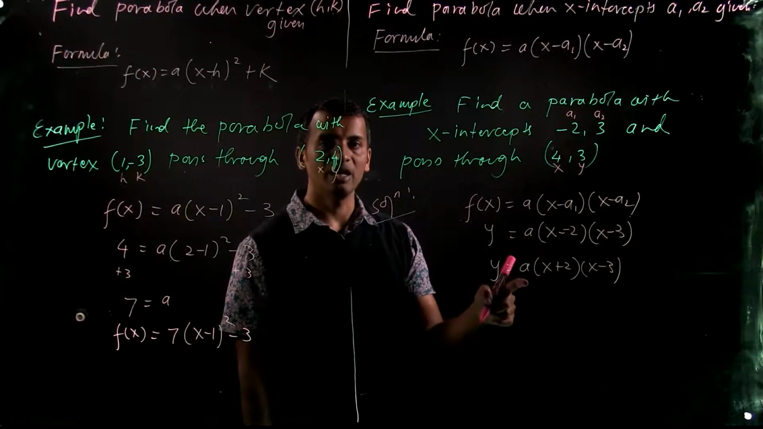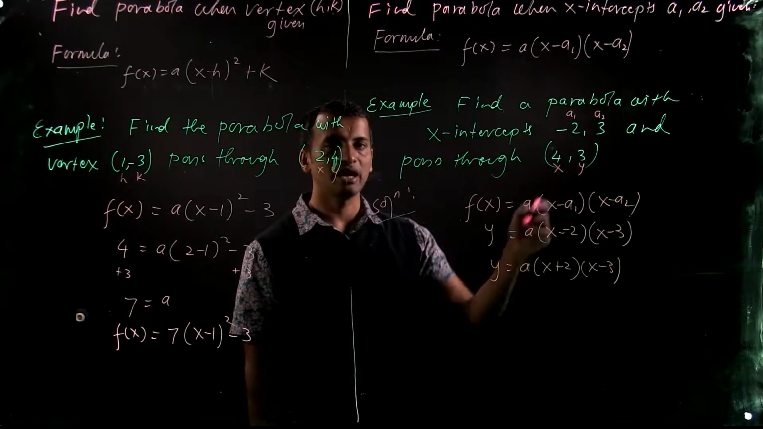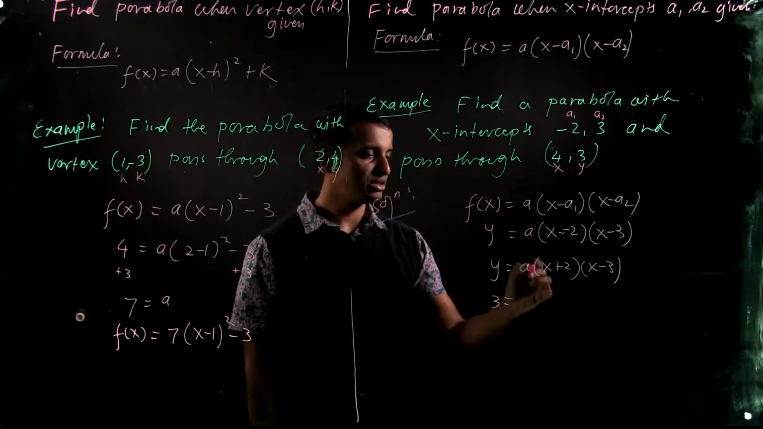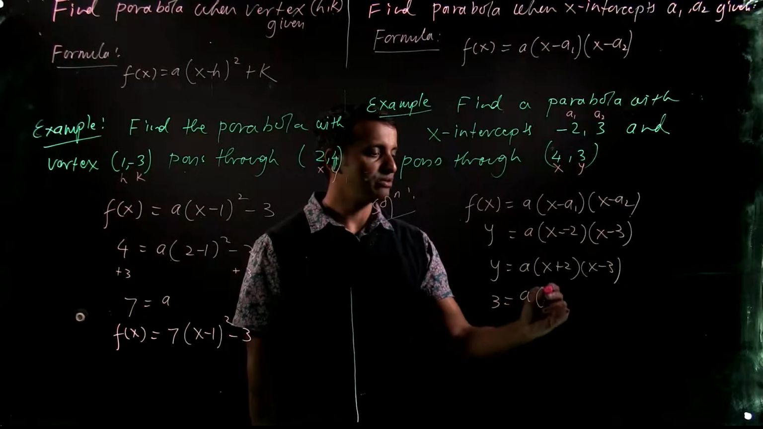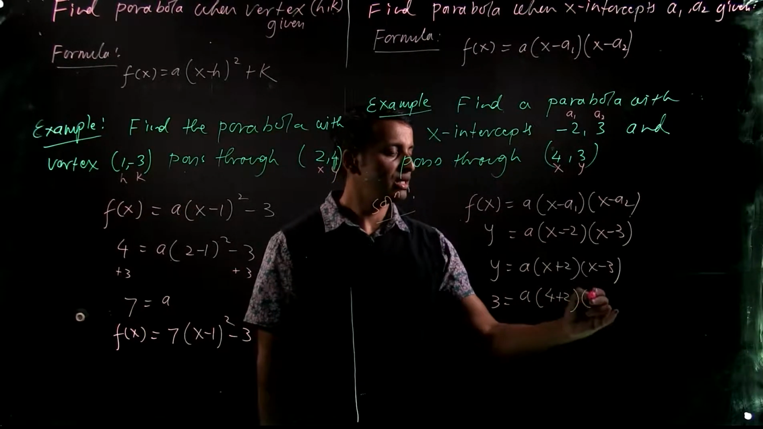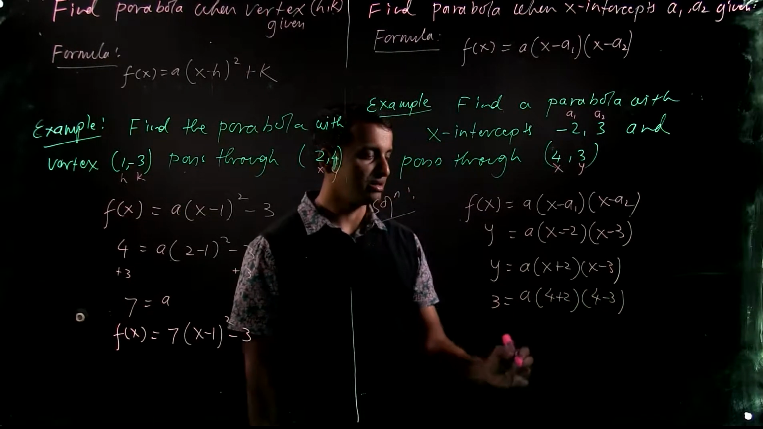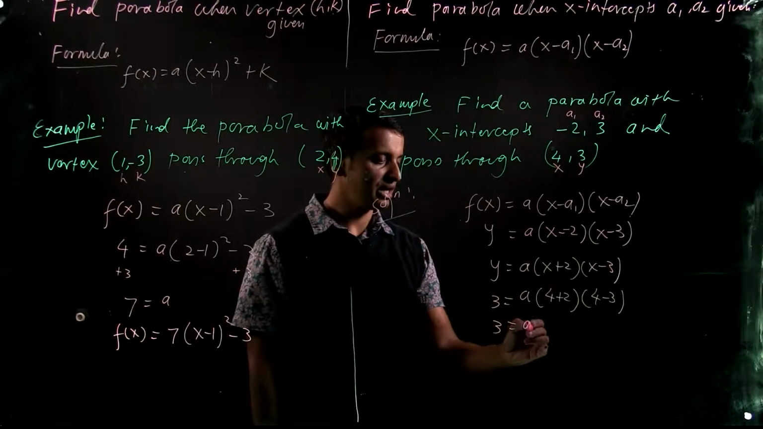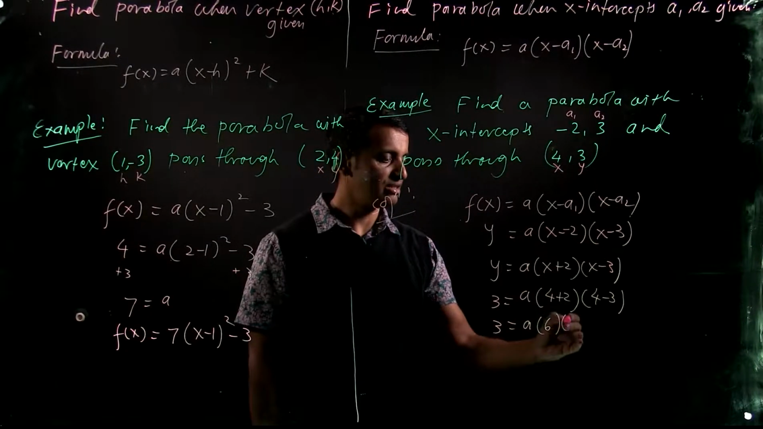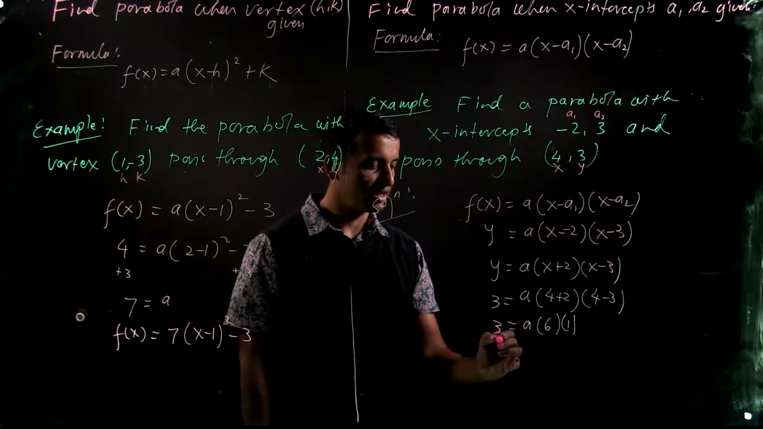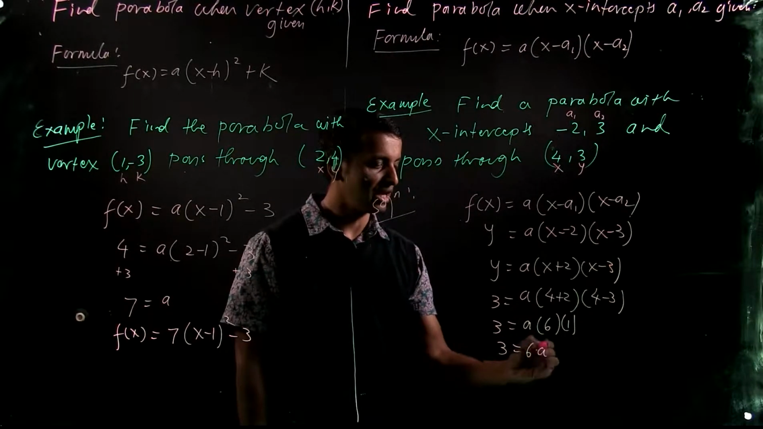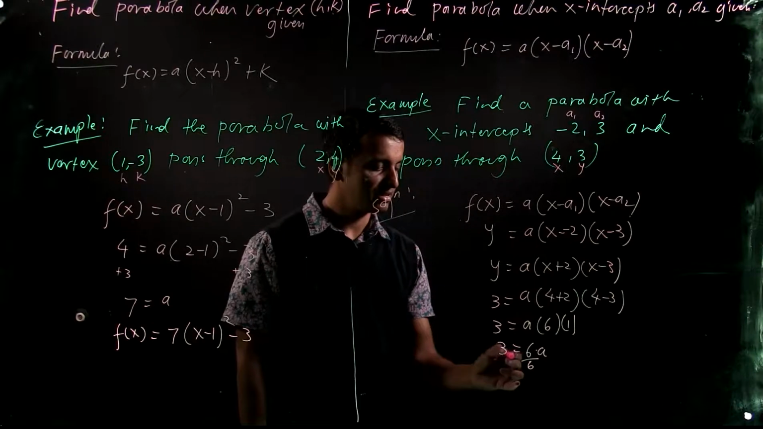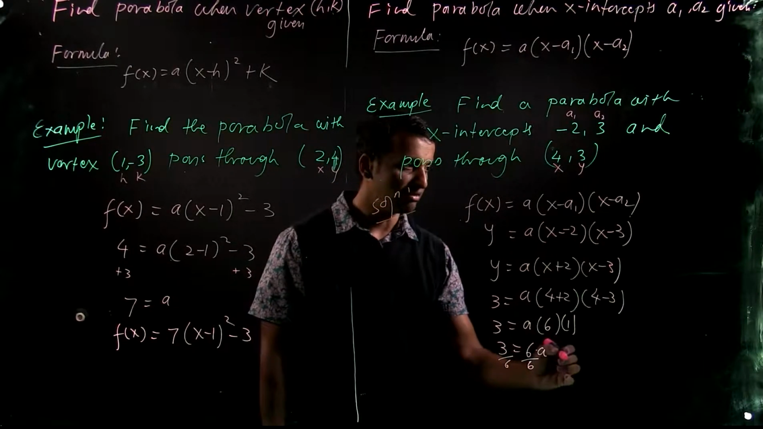Now you need to find that a value. How do you find the a value? Just plug in x and y there. So 3 equals a times (4 plus 2) and then (4 minus 3). What do you get? You get 3 equals a times 6 and then just 1, right? So this is just 6a. So 3 equals 6 times a. So what do you get? You divide by 6, so you get a equals 1/2, right?